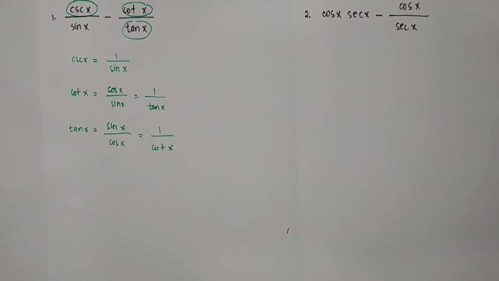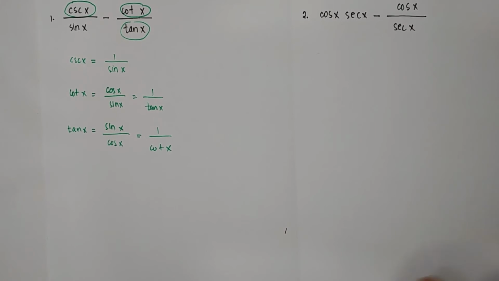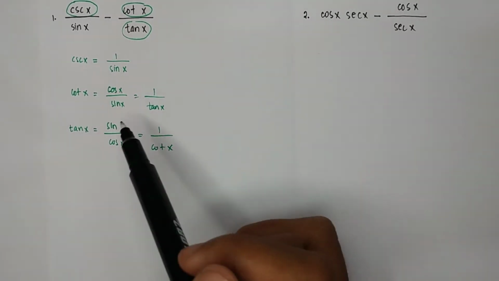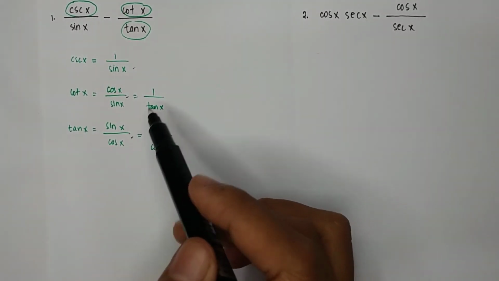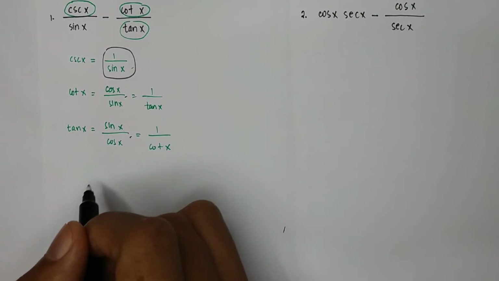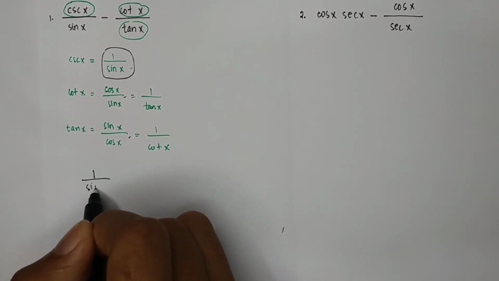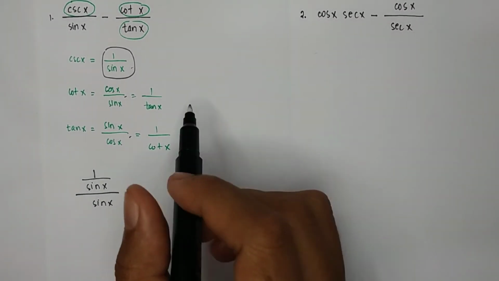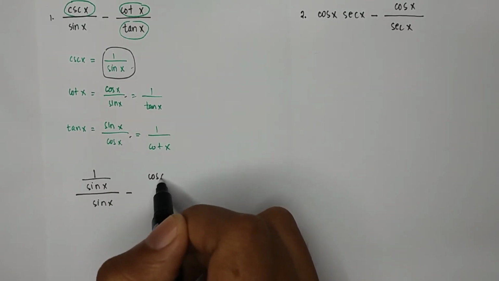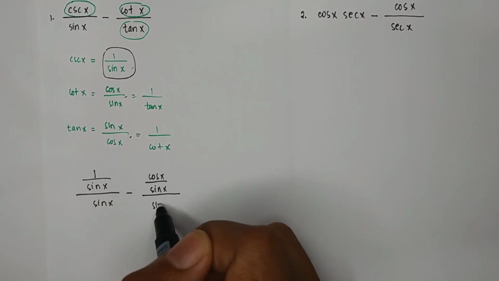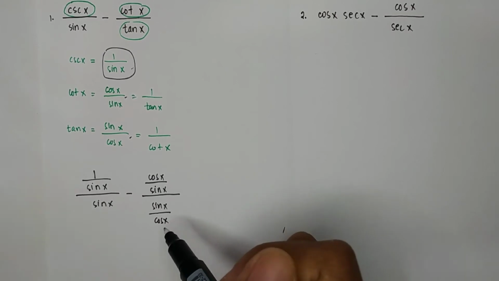Okay, so now, proceed tayo sa pag-substitute natin yung mga values natin. It's up to you kung ano dito yung gamitin mo. So, for me, I will use this one, at saka this one. Substitute ko ito dito sa cosecant x natin. This will be 1 over sine x over sine x, minus yung cotangent, itong cosine x over sine x, at saka yung tangent, we have sine x over cosine x.